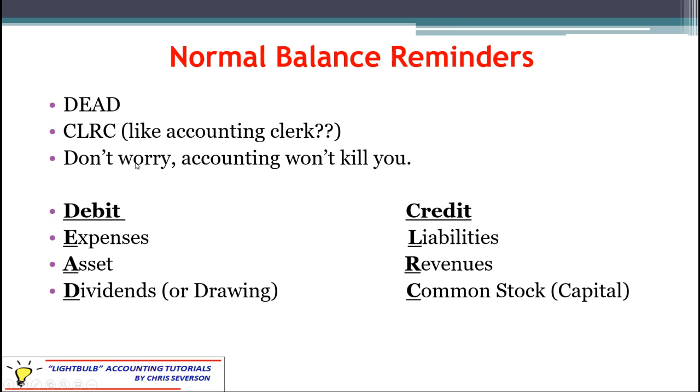We'll follow the normal balance reminders as well. For our debit accounts, we have the DEAD mnemonic. This tells you the 3 different account classifications that have normal debit balances. That would be the expenses, assets, and dividends. Then we have the credit accounts. You can think of that as CLERK or Clark, including liabilities, revenues, and common stock.